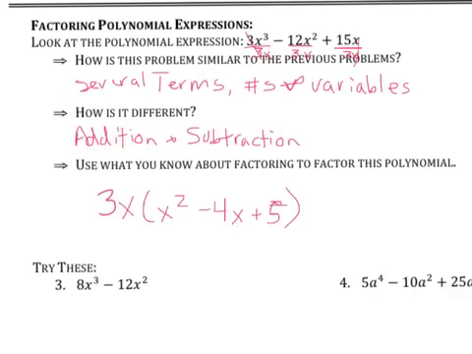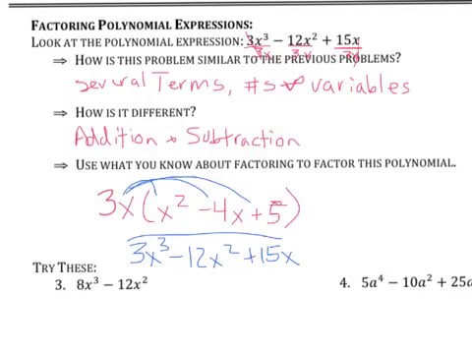So do you see how this is the reverse of double distribution, or of just regular distribution? Can I show you something really quick that you don't have to write down? If I distributed this back into the parentheses, 3x times x squared would make 3x to the third. 3x times negative 4x is negative 12x squared. And 3x times 5 is plus 15x. So I'm back to the original problem that I had up at the top, right? So hopefully that goes to show you that factoring is the exact opposite of distribution, okay?